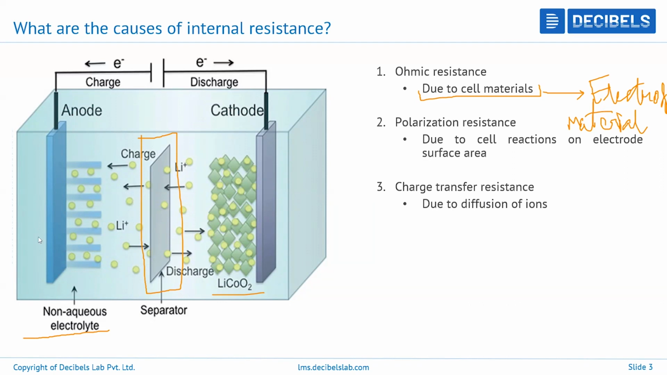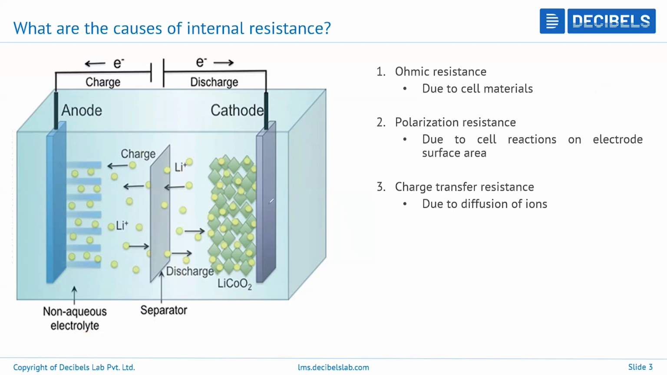Then we have polarization. As we discussed earlier, it is basically the redox reactions that occur at the surfaces of these materials. You can see anode and cathode. On the anode, usually oxidation happens, so I'll write OX here, and the cathode will have reduction, so I'll write RE here. RE means reduction, and OX means oxidation.